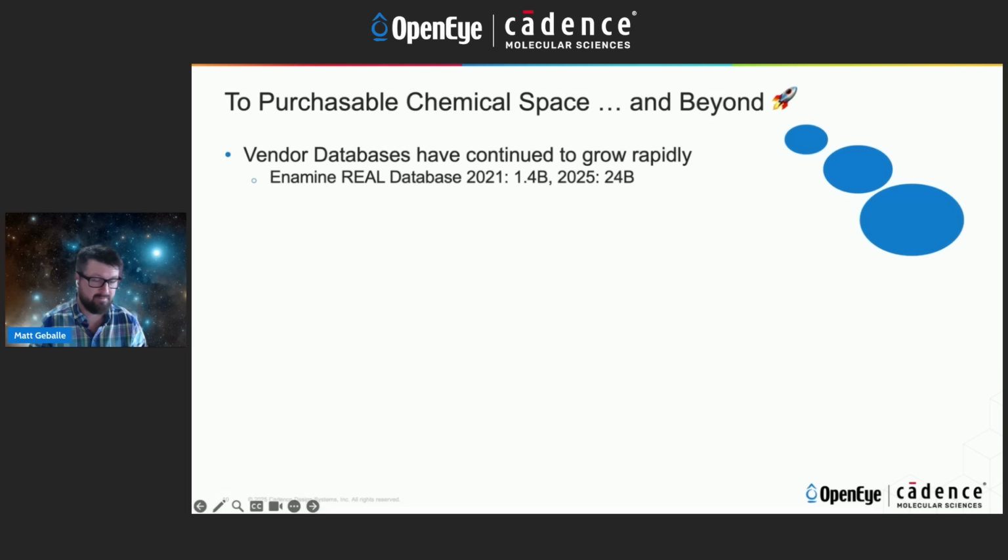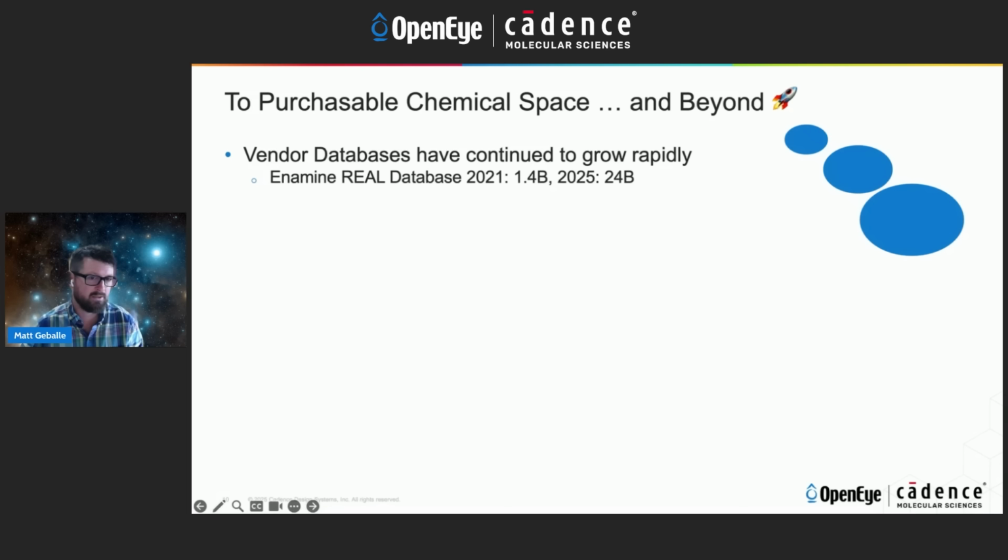So in the past, even 5 years, say, Enamine REAL has grown from 1.4 billion molecules to 10 billion to 17 billion, and now around 25 billion compounds to search. And that's just one vendor. There are many other vendors that have come onto the scene that offer libraries of similar sizes.